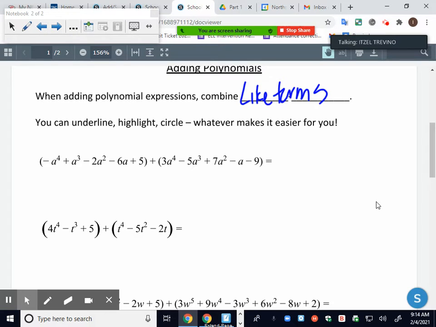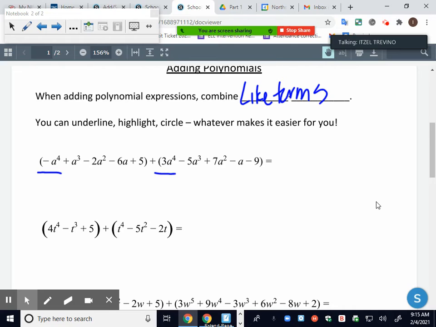Okay, so we have something pretty crazy. We have negative a to the 4th power plus a cubed minus 2a squared minus 6a plus 5. And we're adding that together to 3a to the 4th power minus 5a cubed plus 7a squared minus a minus 9. Right? So you can do it like this and just go one by one, you know, do your a to the 4th power and then move on.